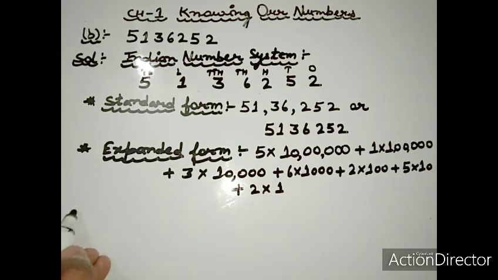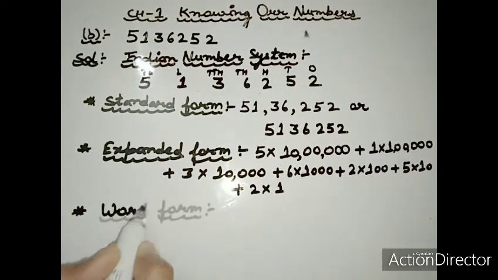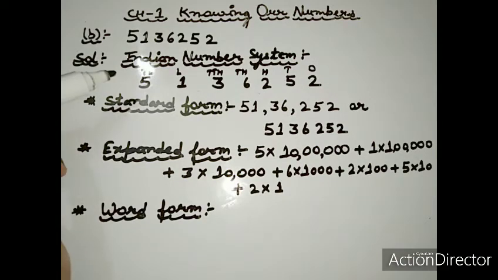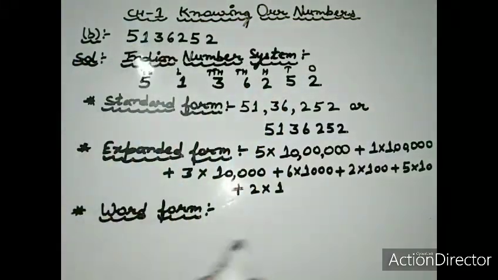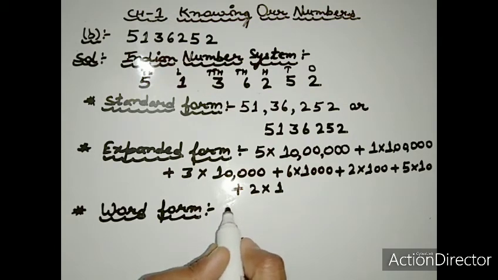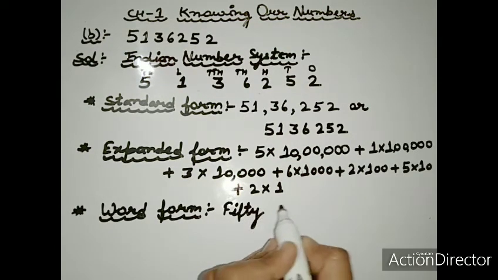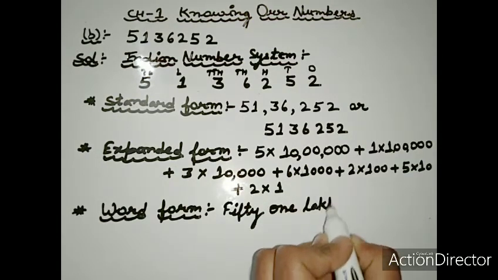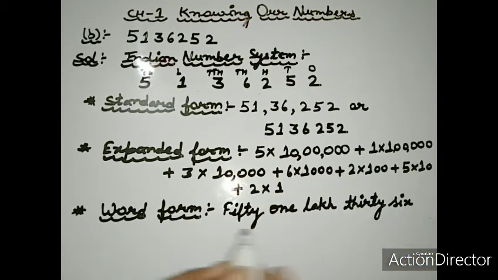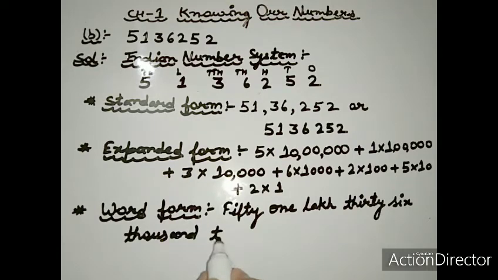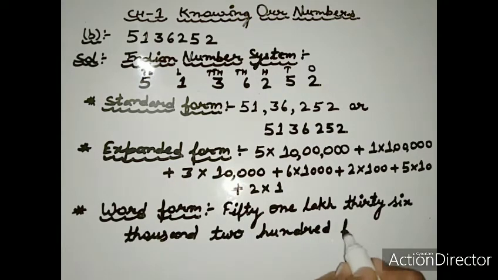Now we write the word form of the number. So first we read out this number according to their places. 51,36,252. So here we write 51 lakh 36,000 200 52.